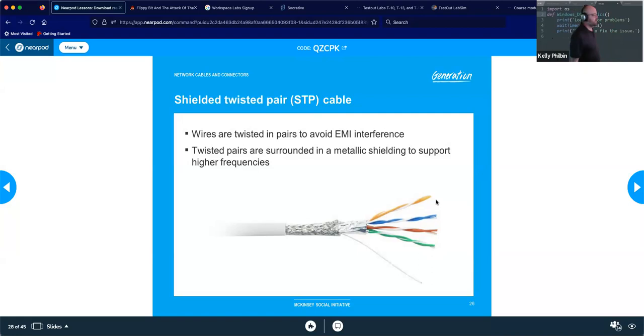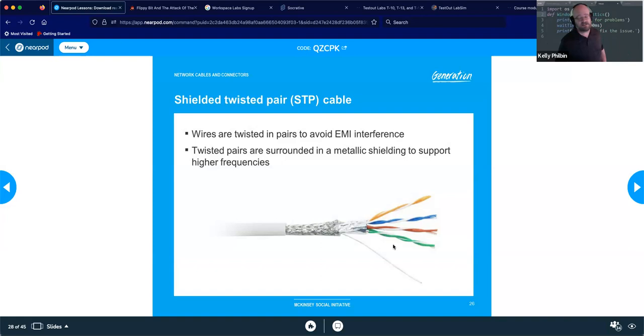And they do this because if you run wires parallel to each other, the electrical current that's being pushed through the wires can actually jump from one wire to the other, causing what's called crosstalk. So the reason they twist them together is that no matter where the wires are making contact, they're at a right angle from each other. So they're not running parallel where it can jump from one wire to the other. So it's harder for the communications to jump from one cable to the next. And then they isolate them in pairs to make it a little bit easier.